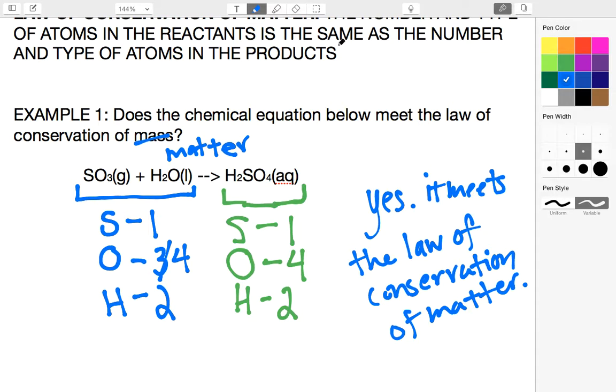All right, so now that you've gotten this part, you can move on to the next lesson, lesson 5, balancing equations.